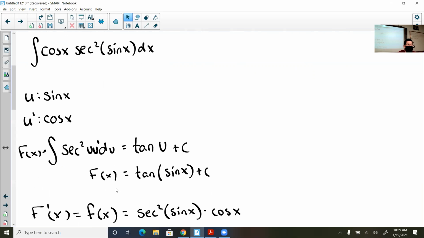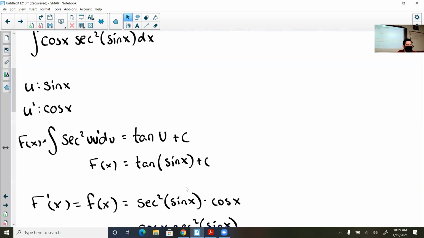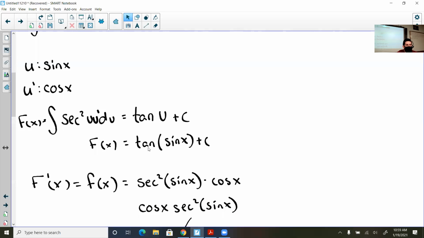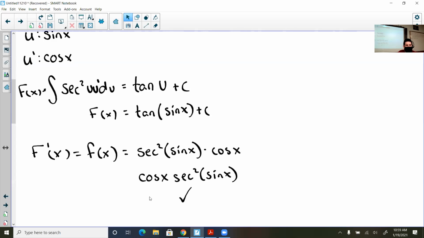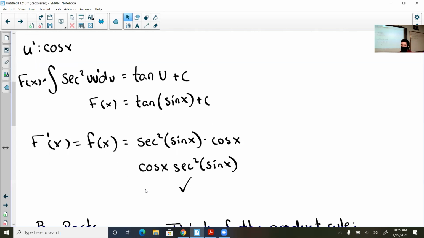You can always double check your work by taking the derivative of the function that you just found. So taking the derivative of tangent sine x plus c, the derivative of c is 0, so it will go away. The derivative of tangent was secant squared sine x, but then I have to multiply by the chain rule, so the derivative of sine x is cosine x. By taking the derivative of my antiderivative, I was left with my original integrand of cosine x secant squared of sine x.